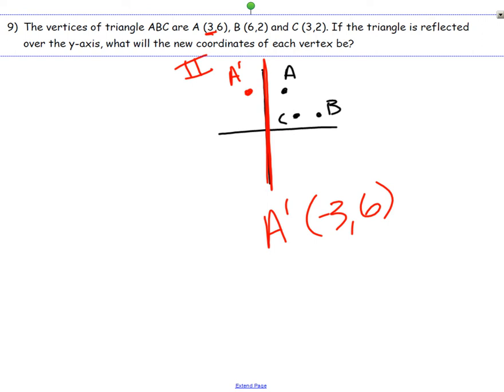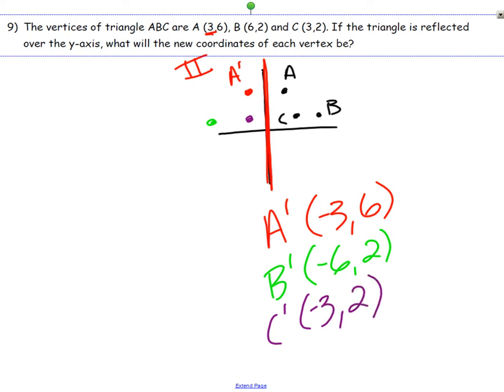And we're going to do that same thing with B and C. What's the only coordinate that's going to change? Just x. So B would end up over here. So B prime would be what? Negative 6, positive 2. And C? Negative 3, positive 2. And that's it.